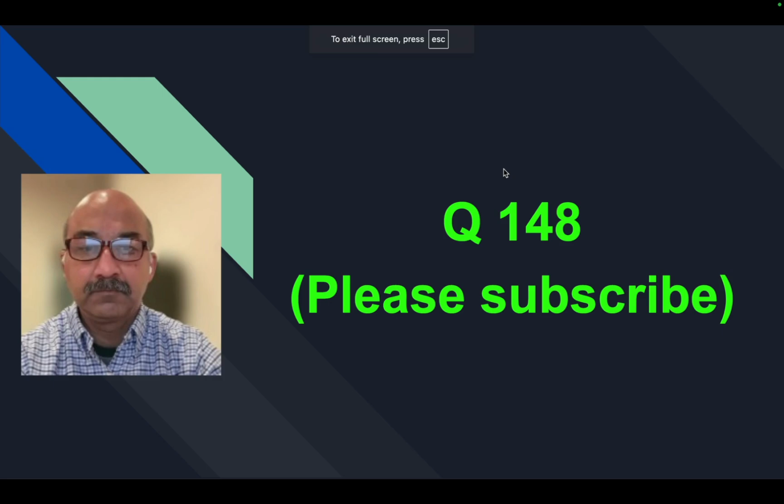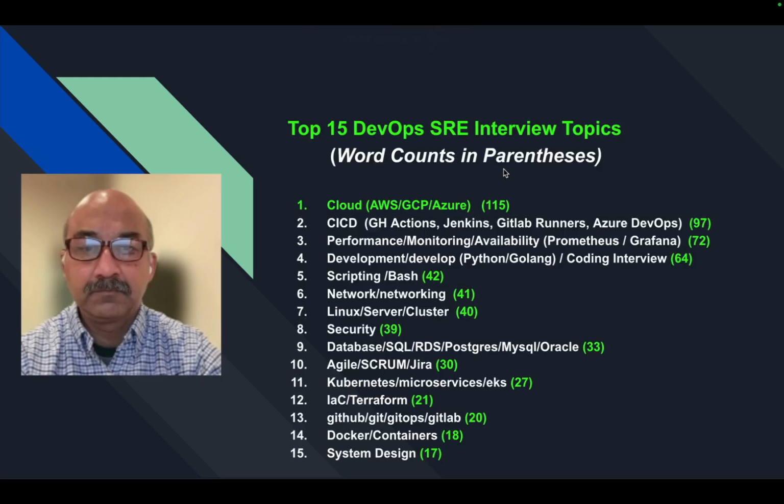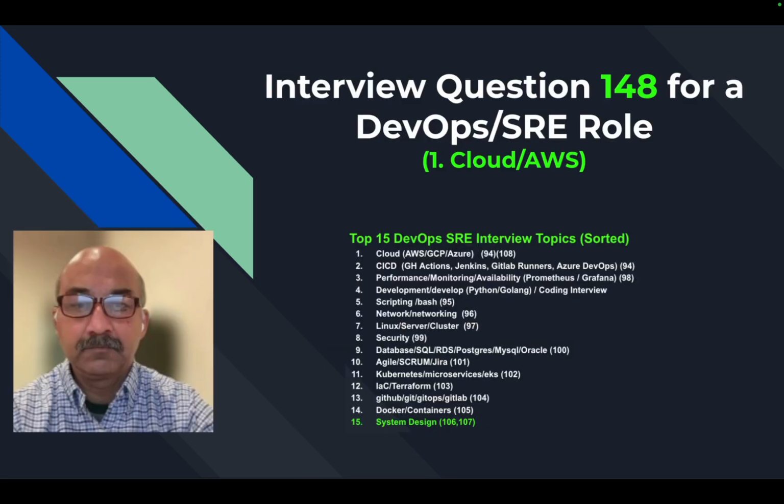As you might remember from my other videos, I did research based on job descriptions and came up with the top 15 topics and tools for DevOps interviews based on keywords. These are my results. The ones at the top, like cloud, are number one. The ones at the bottom, like system design, while still important, are not as important as cloud or CI/CD. So today's topic is cloud and AWS.